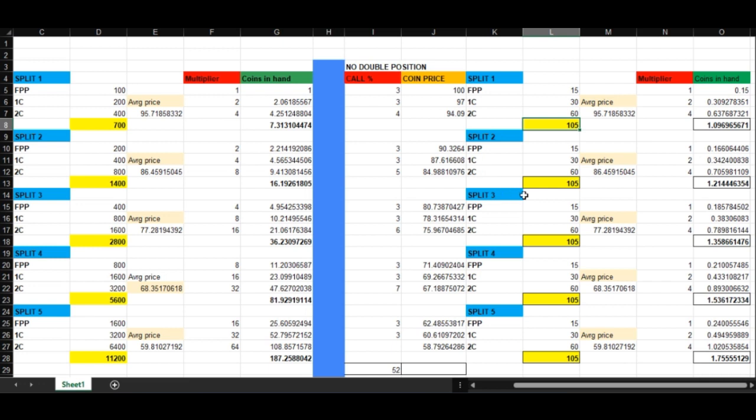And then if you want to cover second split, you need the same amount. If you want to cover for the third, you need an additional 105, and it goes on like that until you get to the fifth split. In this case, if you are trading without the double position on, it means that to cover for split 1, 2, 3, 4, 5, you need 105 plus 105 plus 105 plus 105 plus 105. This should be about 525 USDT to be able to cover for split 1 to split 5 for just a coin.